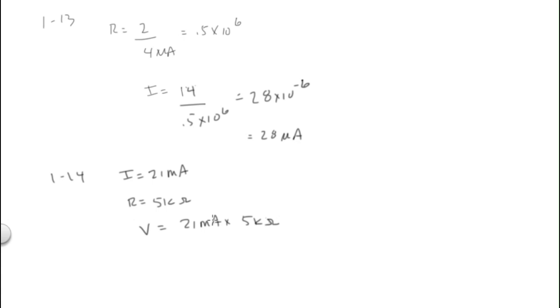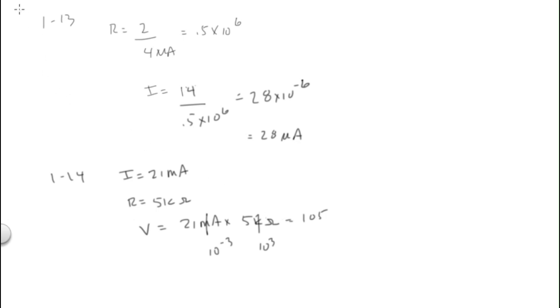21 times 5, 105, right? 105, and then the m cancels the k. 10 to the minus third, 10 to the third, they cancel each other out. So it's 21 times 5, or 105. And that's the answer.